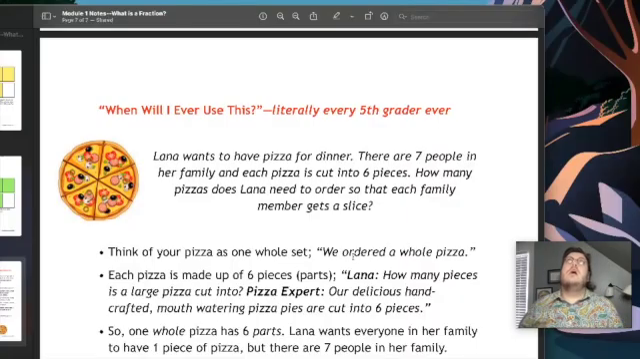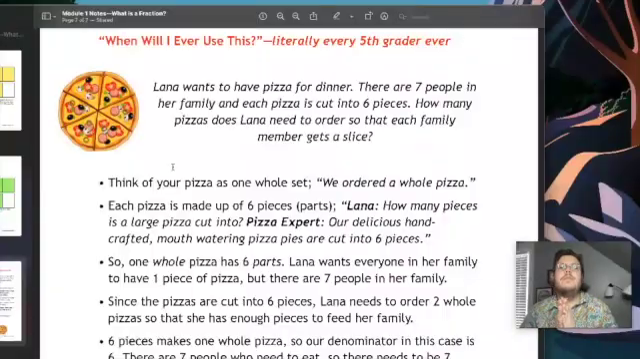So, favorite quote by every 5th grader that I know is, "When will I ever use this?" Okay, literally every 5th grader ever has said it. So to quote the great, literally every 5th grader ever, when will I ever use this? Well, here's an example.